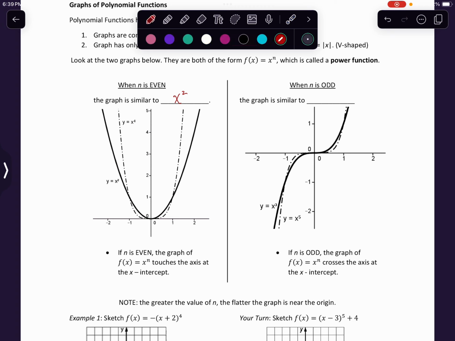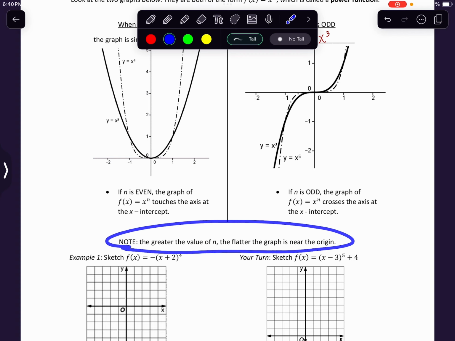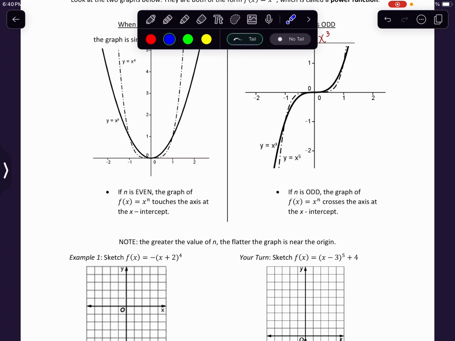When n is odd, the graph will be very similar to that of the x cubed function. Remember we said that was sort of the S-shaped graph, and some of you are like, I don't really see the S, but it still has that same basic shape. If this is my basic parent function of x cubed, when I have x to the fifth, it makes it a little bit flatter there at that intercept, or where we would say that vertex point. And that's what this says: the greater the n value, the flatter the graph is going to be near the origin.